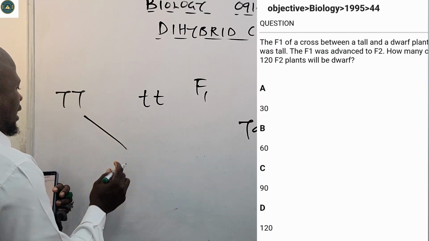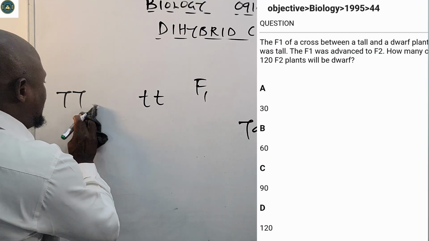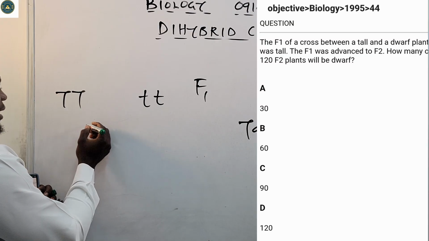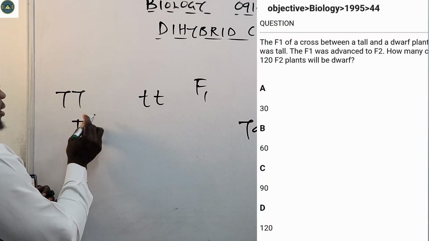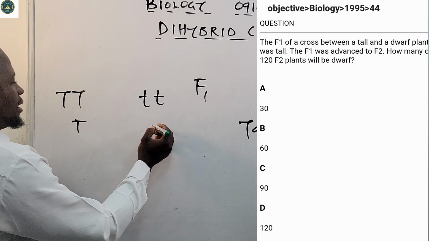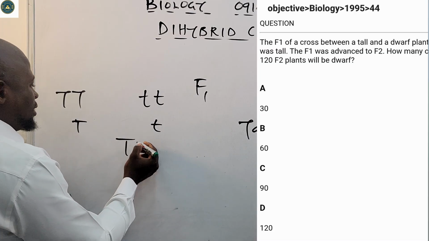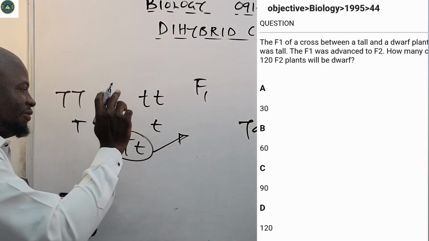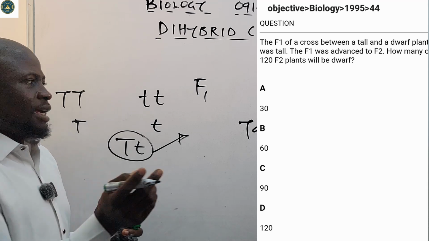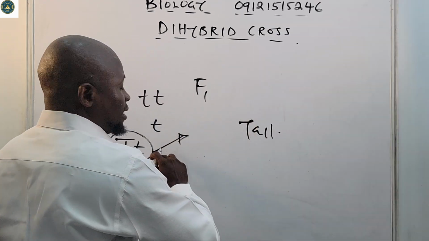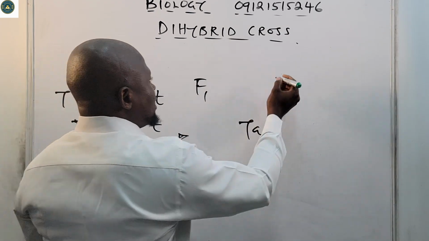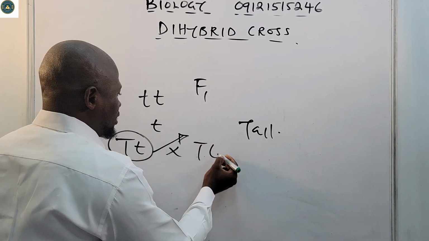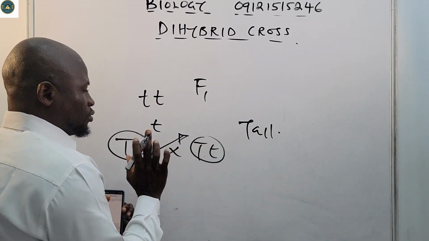Now they will cross. We take one gamete from here, this one brings one gamete, this one brings one. So we are going to have capital T and small t, giving Tt. It is this F1 that advances to F2. That means we are crossing this Tt against this Tt.